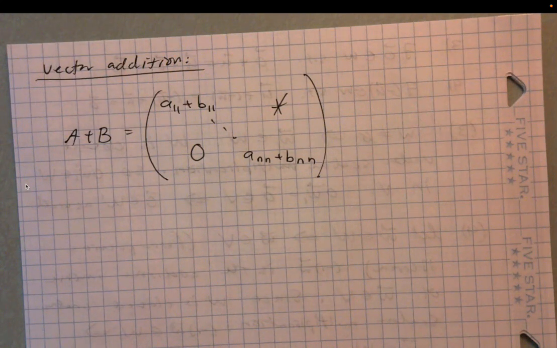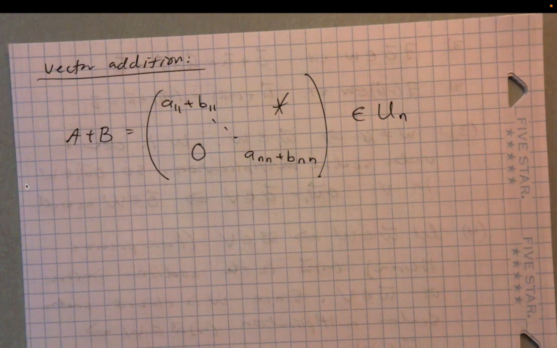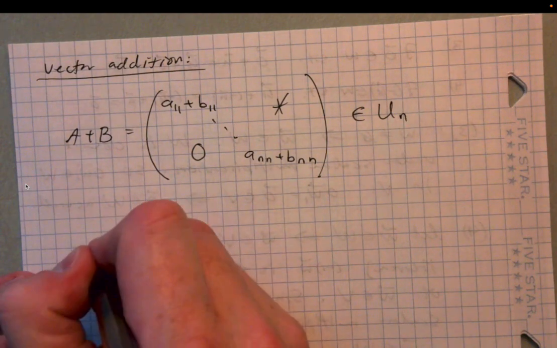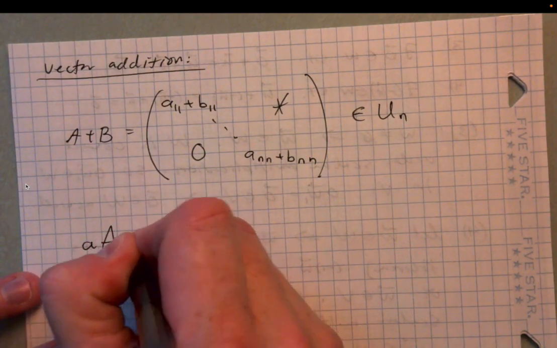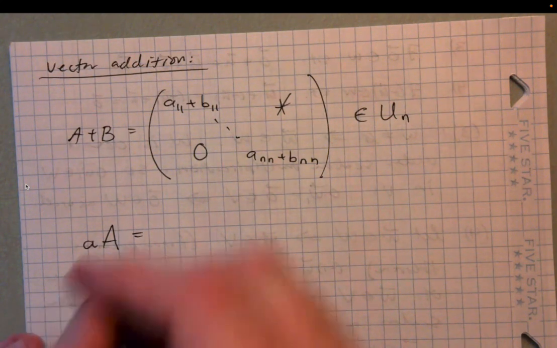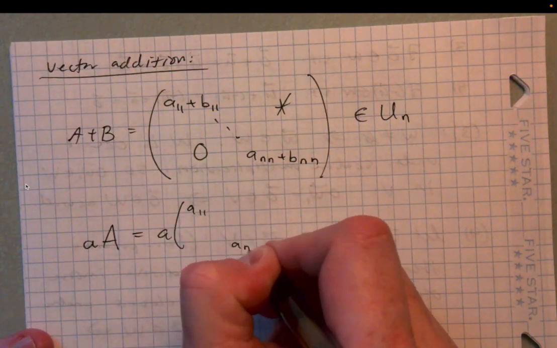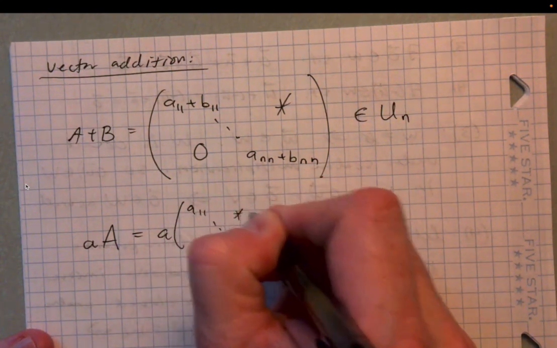Okay, so that's straightforward, right? So U of n appears to be closed under addition. And then what happens if I use scalar multiplication here? All right, if I take the scalar a times the matrix A, right? So that's a times a11, ..., ann, 0, star.